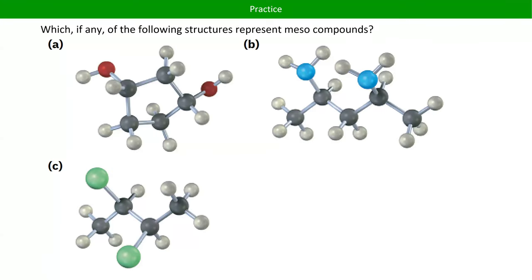All right, I'm actually going to flip the order of these first two problems from the slides. So, reminder, how do we know if something is a meso compound? It has an axis of symmetry. Yeah, an internal mirror plane. So, out of these three, do any of them have that?